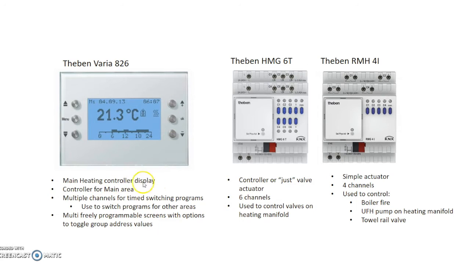I use that as my main controller in the main area, and the other really nice thing about it is that there are 8 channels which you can use to do switching programs on. So although I use this as a heating controller for my main area, I also use it as a switching controller for the heating in about another 4 areas. I've got a living room and kitchen area, a lounge area, a couple of bedrooms and a bathroom, and so the Varia controls, through a switch timing program, the heating in these other areas.